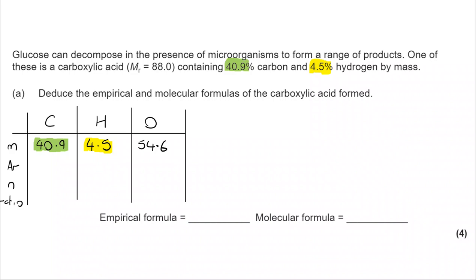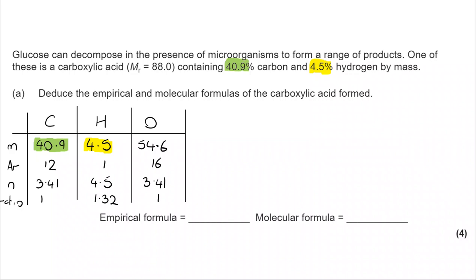The atomic mass or mass number goes in. Remember, that's the larger of the two numbers. Carbon is 12, hydrogen 1, oxygen 16. And from there I can do M over AR to find my number of moles, 3.41, 4.5 and 3.41. Now to get to the ratio in an empirical formula calculation, what you've got to do is divide those moles by the smallest number. The smallest is 3.41. So I get 1, 1.32 and 1.